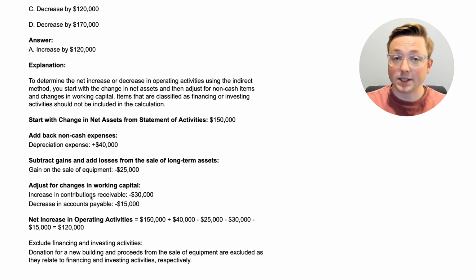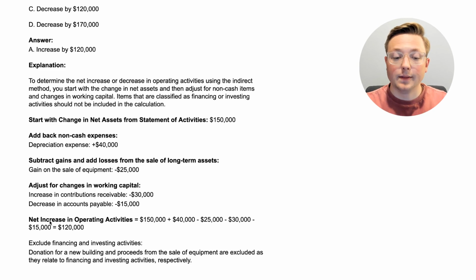The contributions receivable, that increased, meaning that instead of actually receiving the cash, people are just saying they're going to give you the money, but you haven't actually received the cash yet. So that increased net income when you haven't actually received the cash, so you subtract that. And then with accounts payable, if accounts payable went down, that means you paid off some of your debt. So that means you used cash to pay that off. So that's $15,000 that decreases it.